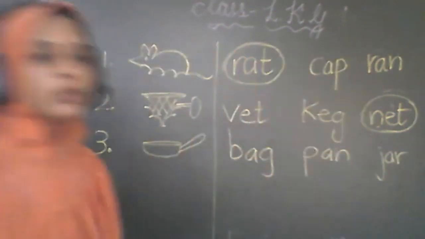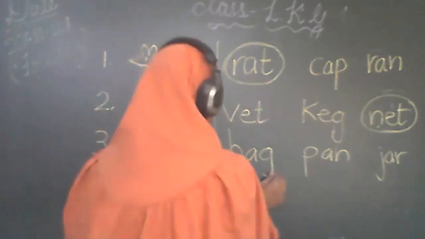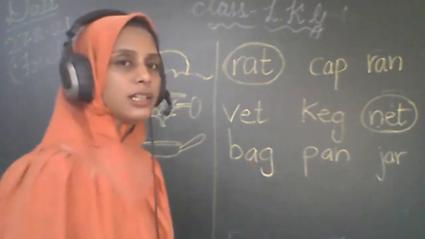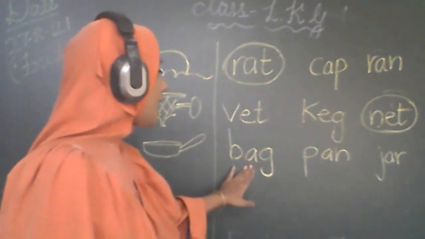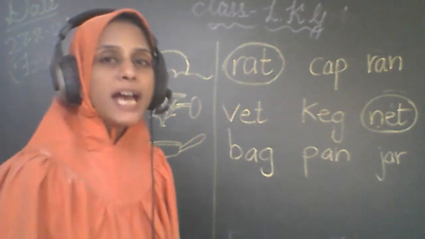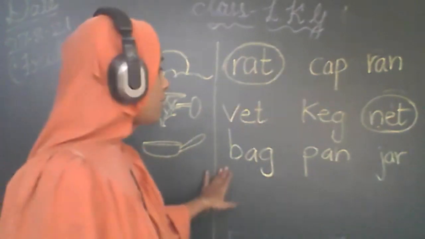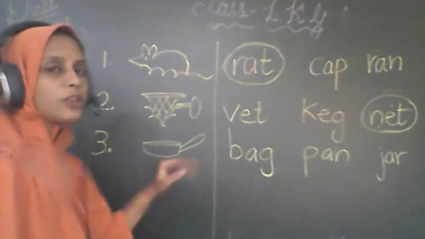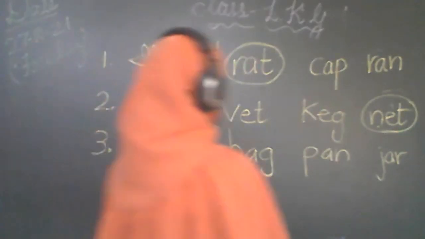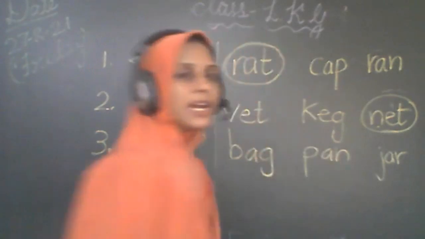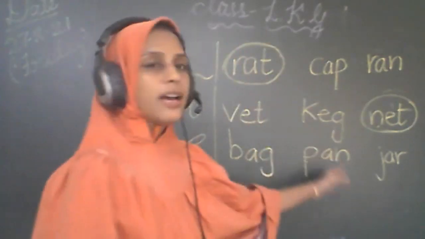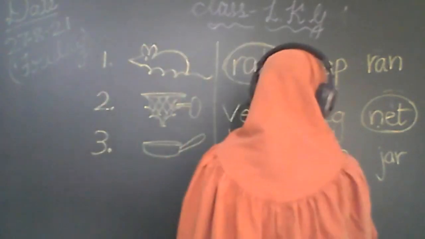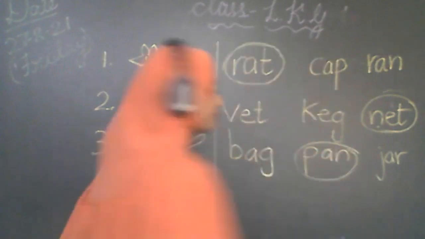Read. Come on, look in your book and read. B-A-G. Bag. So this is wrong. It is not a bag. Then move to next. P-A-N. Pan. Yes. So this is the correct word for the picture pan.